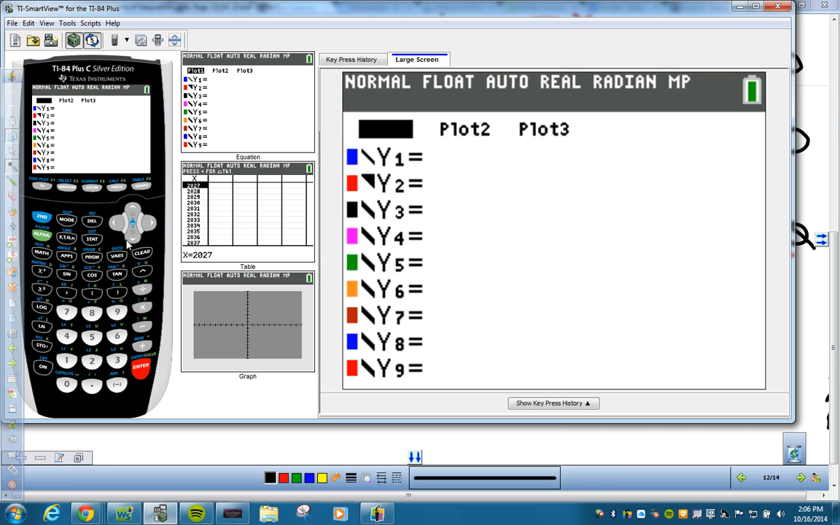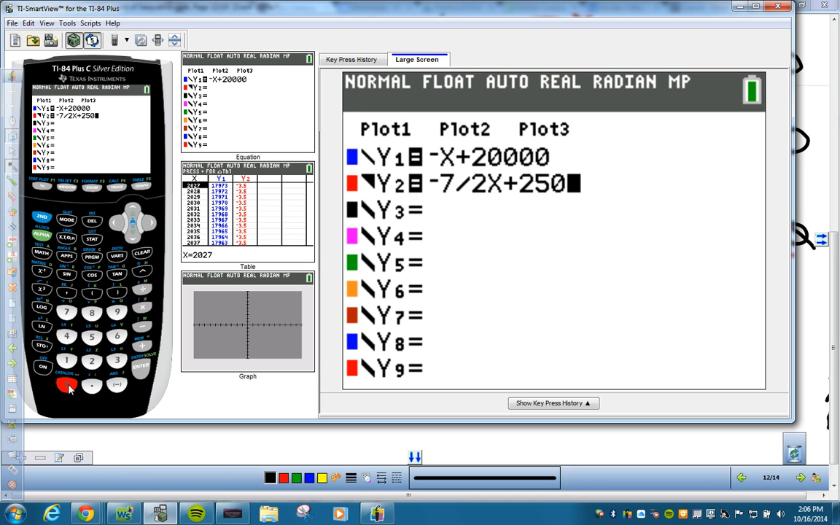If you don't have a calculator, y equals. And then we're going to put in the two equations. So we have negative x plus 20,000, and we have negative 7 halves x plus 25,000. Right, the x is right here in case you forgot. So we want to shade these two equations.